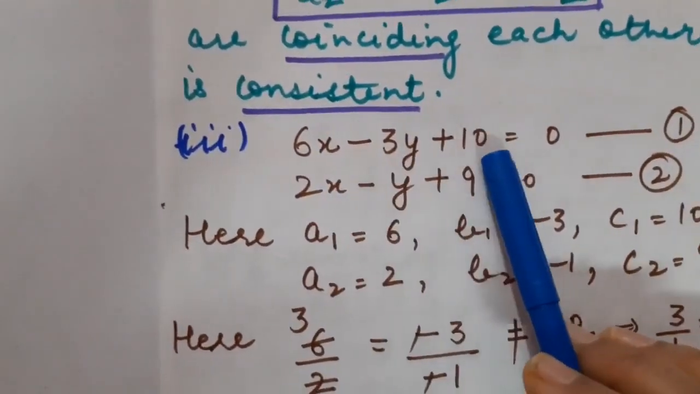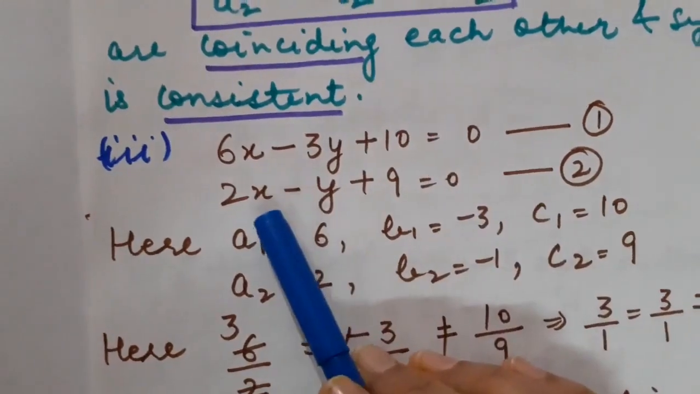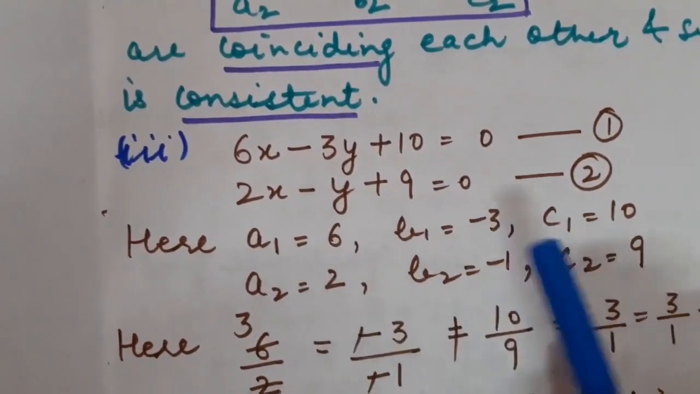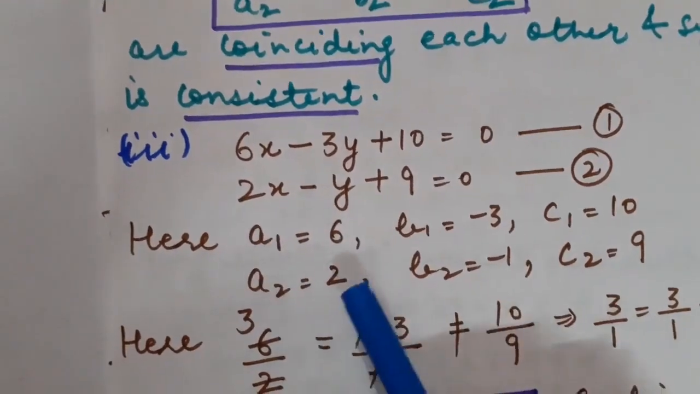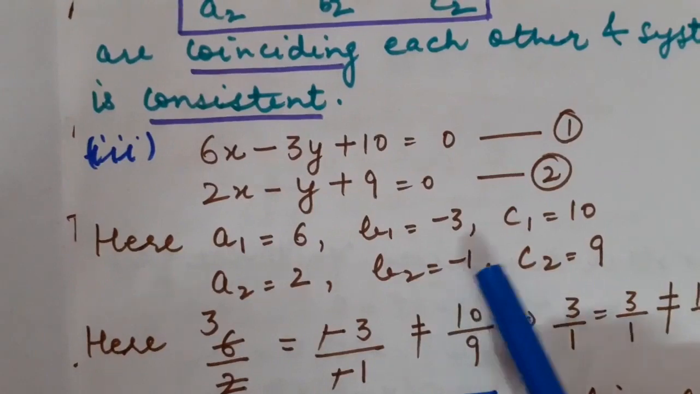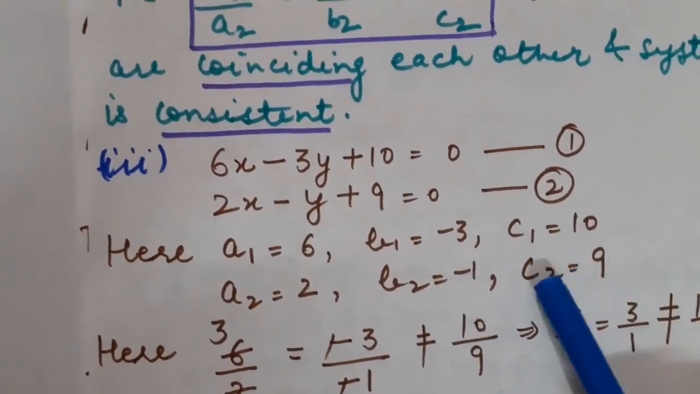6x minus 3y plus 10 is equal to 0. 2x minus y plus 9 is equal to 0. Again comparing, a1 will be 6, a2 will be 2. b1 will be minus 3, b2 will be minus 1. c1 is 10, c2 is 9.